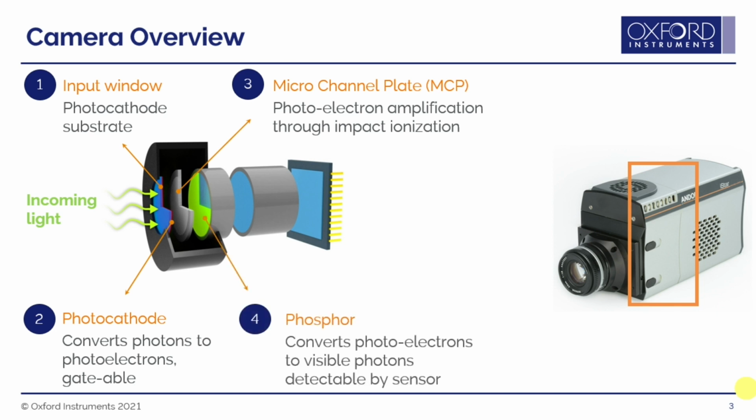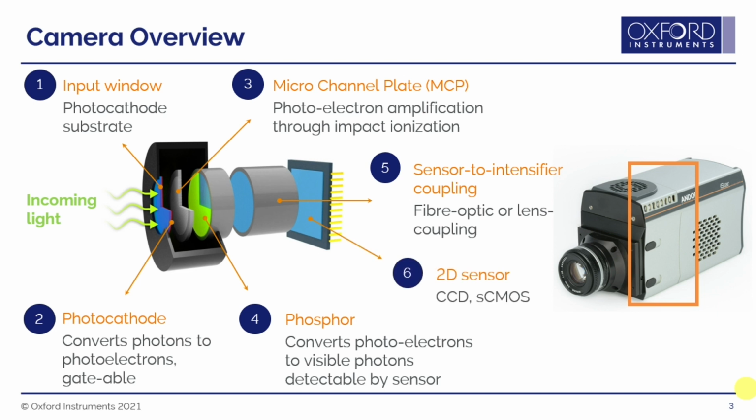Behind that we then have our phosphor, which converts the photoelectrons into visible photons, which are detectable by the sensor. And then between that, we have the sensor's intensifier coupling interface, where we channel our photons onto our sensor. And then behind that, we have a 2D CCD or sCMOS sensor. In our video today, we'll be using an iStar sCMOS camera.